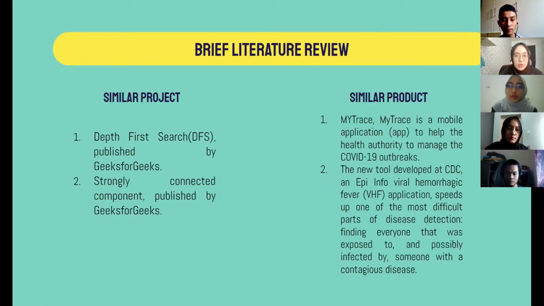Okay, I pass to Liana. Okay, next, I will elaborate a bit about the literature review. Our project is based on two categories, which is project and product. Our project is based on Depth First Search, DFS, published by Geeks for Geeks. We chose this project because it has cycles, the same as our project. The second one is strongly connected components, which is also published by Geeks for Geeks. That is a directed graph that uses the Kosaraju algorithm.